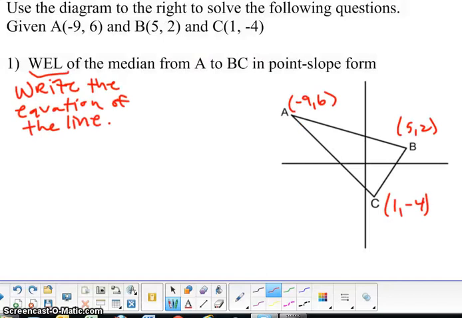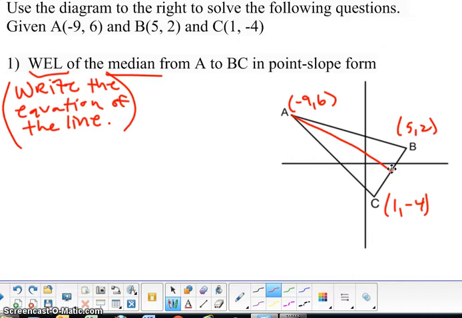Okay, so to do the first one, we're trying to write the equation of a line. That's what WEL will stand for, and you're going to see that throughout the worksheet, of the median. So here's our first geometric term that we'd have to apply. From A to BC. So we've got to know that the definition of median means it's going to be from the vertex to the opposite side's midpoint. So we want to find the equation of this line right here.